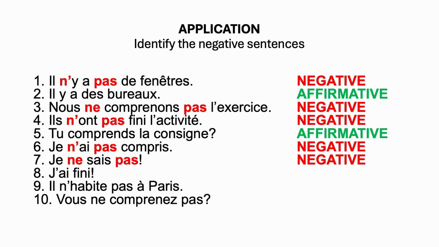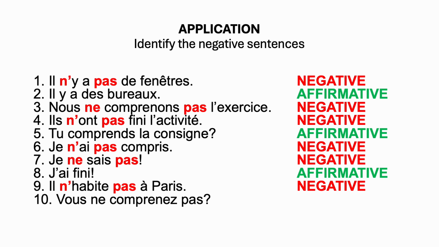8. "J'ai fini" is affirmative. Repeat after me. J'ai fini. Which means I'm done, I've finished. 9. "Il n'habite pas à Paris" is negative. Repeat after me. Il n'habite pas à Paris, which means he doesn't live in Paris.